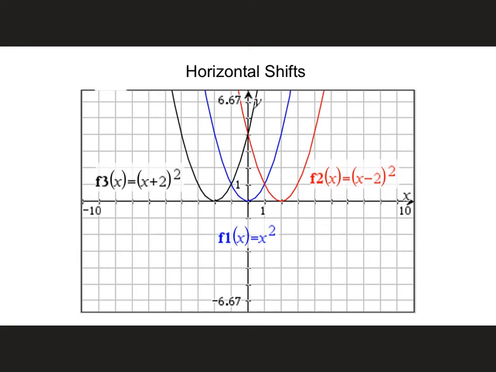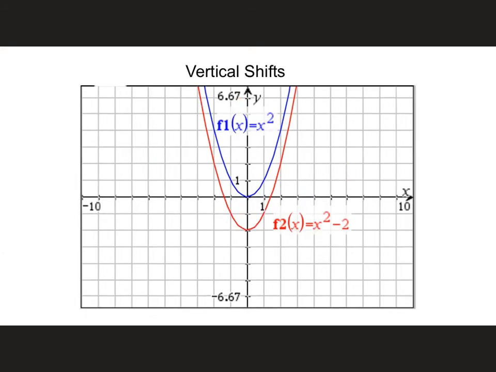So recapping everything, when we look at our equations, let's look at the red one. A minus is going to take us to the right, and a positive is going to take us to the left. Let's move on to vertical shifts. Vertical means up or down.